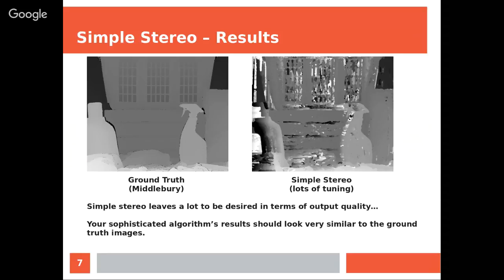But this is an extremely messy image. It's got no idea what to do in areas that were occluded in the original image. And it's got lots and lots of messiness and noise. So this is about what you can expect to get out of simple stereo on the stereo project. And the goal of asking you to implement a more sophisticated algorithm is you can get something that looks much more like the ground truth images.